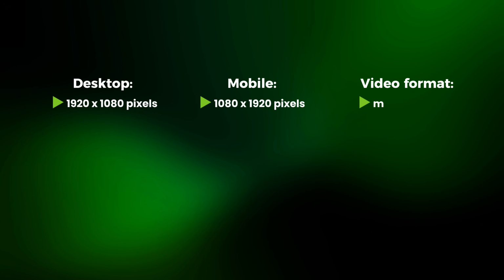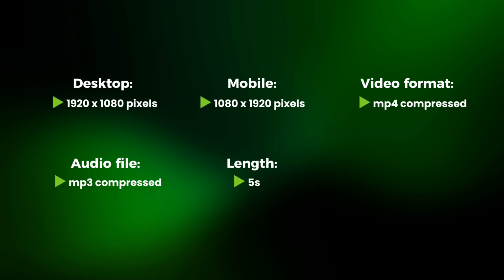For desktop, use a 1920 by 1080 pixels video. For mobile, 1080 by 1920 pixels. Keep both as MP4 files and compress them as much as you can without the quality looking bad. For audio, use an MP3 file, also compressed. My intro video is 5 seconds long, but you can have yours shorter or longer. As a reference, the video files in the example were around 3 megabytes each and the audio was 100 kilobytes. The smaller the files, the better for user experience.